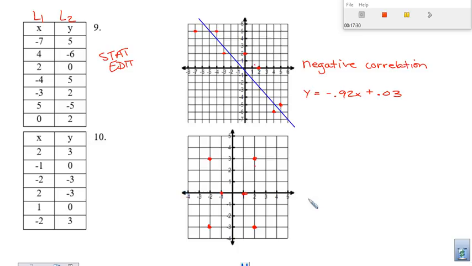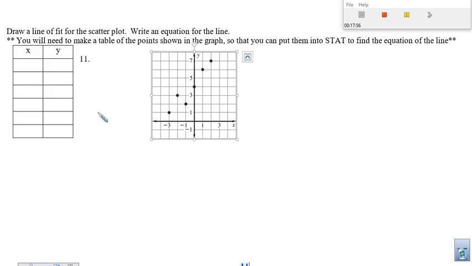Then on number 10, we're doing the same thing. These are all over the place. You can even put this into the stat edit and it's probably going to throw an error out at you. This particular case is our no correlation, because the points are just random, there's no pattern, we can't see a line going in a positive or a negative direction.